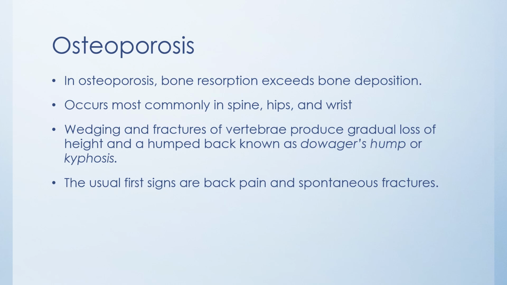Wedging and fractures of the vertebrae produce a gradual loss of height. So as the vertebral column starts to collapse down because it's lost its support, it can lead to kyphosis or dowager's hump. We've all seen this. It's a hunchback.